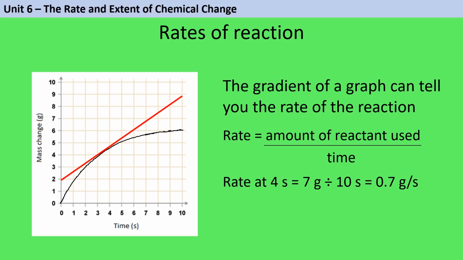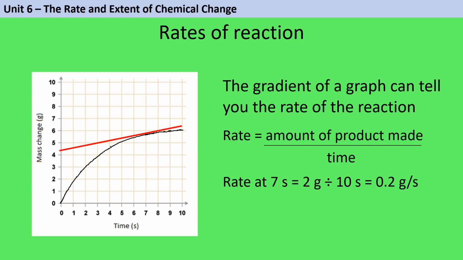To be as precise as possible, make sure that your tangent is as long as you can draw it, and ideally use a transparent ruler or put your ruler on top of the curve so that you can see the size of the gap on either side, because we want it to be the same size on both sides. So here at 4 seconds, the tangent rises from 2 to 9 grams, which is a change of 7 grams, and that takes 10 seconds. So the rate is 0.7 grams per second.